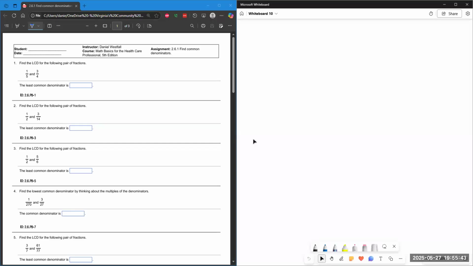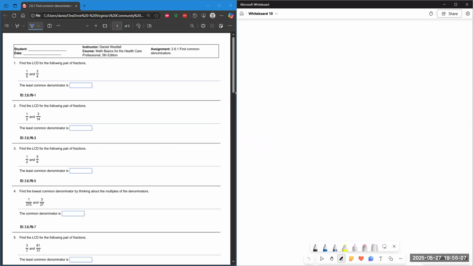In this video, we're going to talk about 2.6 Objective 1, where we find common denominators. This is going to be an important skill in being able to add fractions with unlike denominators when we get there. And the best way that I know to show you how to do this is with prime factorization. So I'm using the whiteboard over here to have plenty of space to do that.